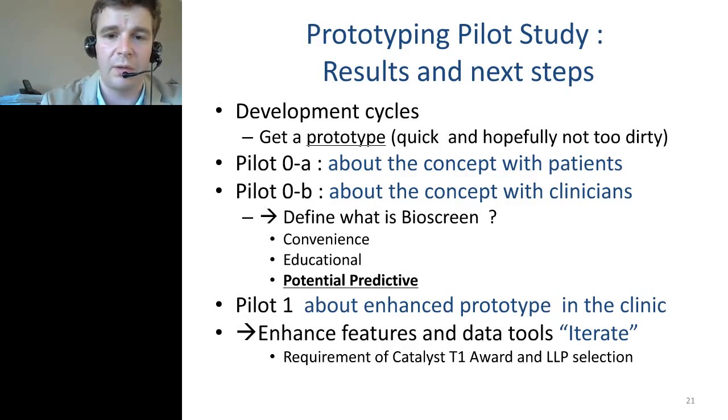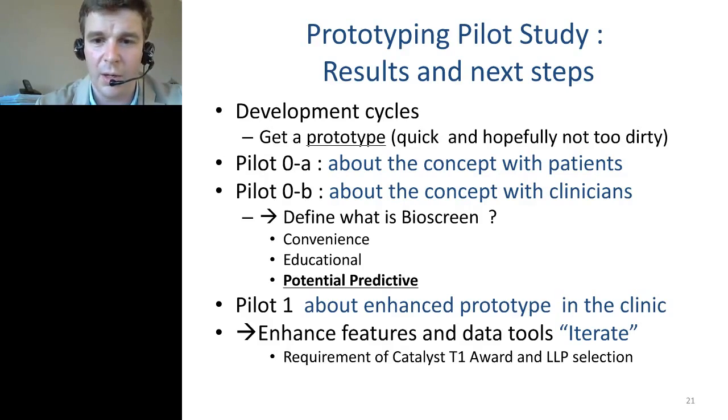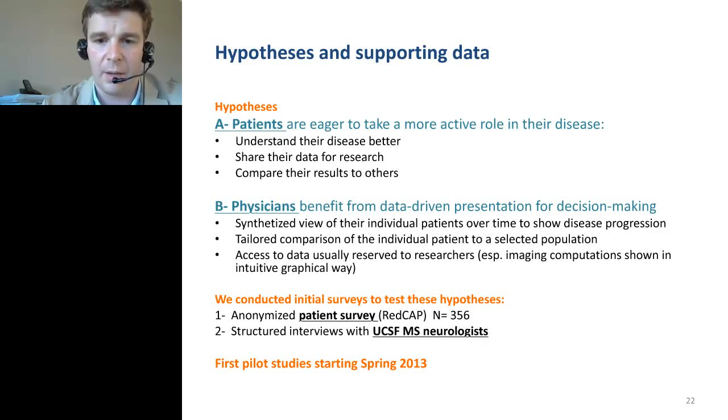What we've been doing is working in cycles to get a prototype. That's what we have for now. I usually call that a concept car. It was a quick development. We've been working on that for the past 18 months. And we conducted two sets of pilot study, one with patients and one with clinicians, to try to better understand what we're doing and where we should take it. And we will start doing a second pilot to better evaluate how these kinds of tools will enhance practice and change practice in the clinic.